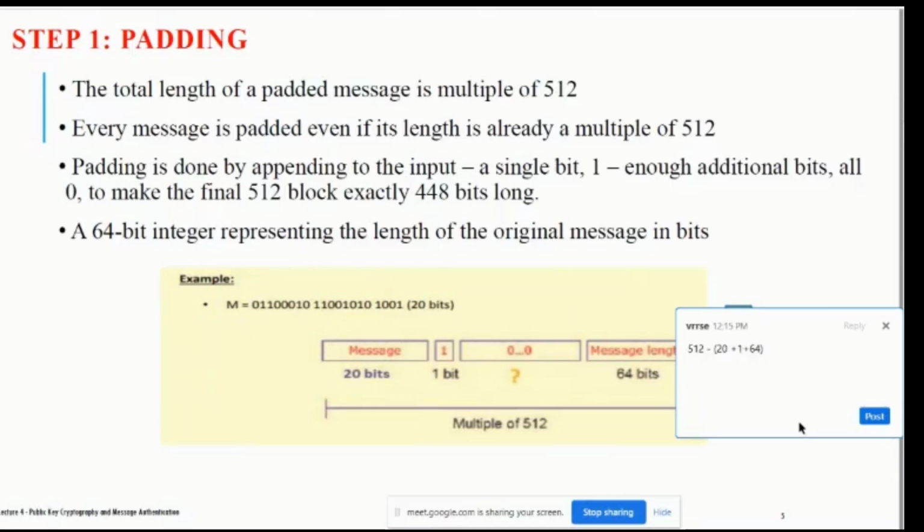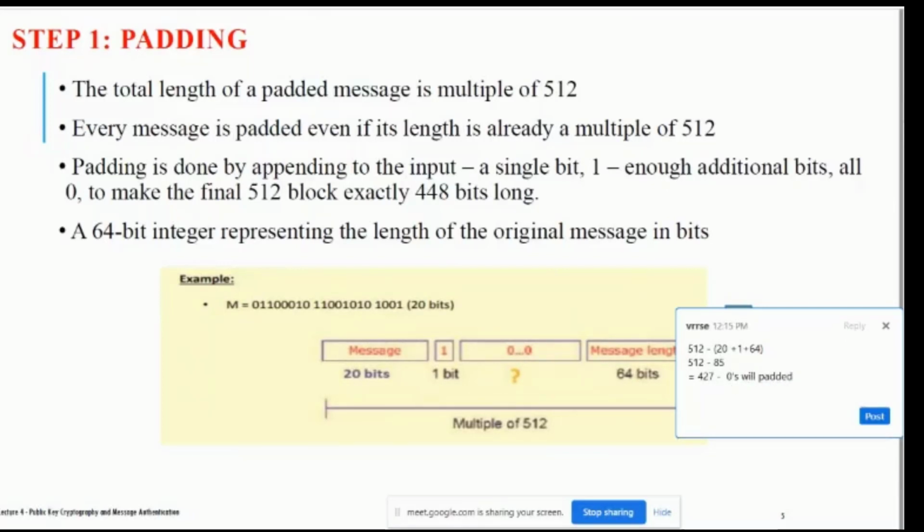So this is going to be fixed. What is the total? This is equal to 512 minus 20 plus 1, that is 21, and 21 plus 64, I'm using the calculator, is 85. Then 512 minus 85 is equal to 427. So 427 zeros we are going to pad. Zeros will be padded in this case.